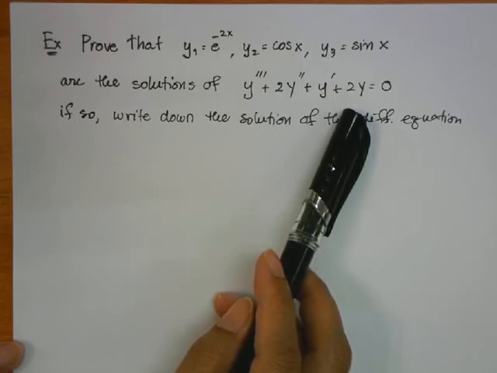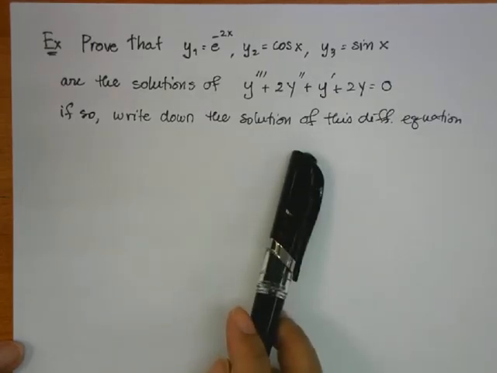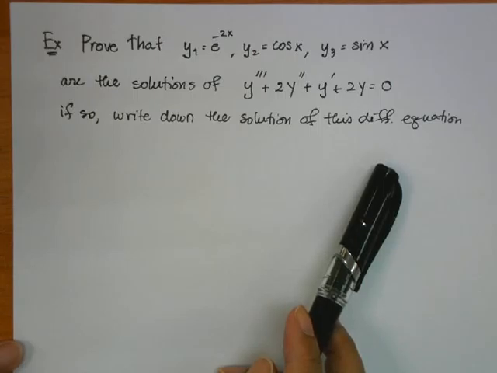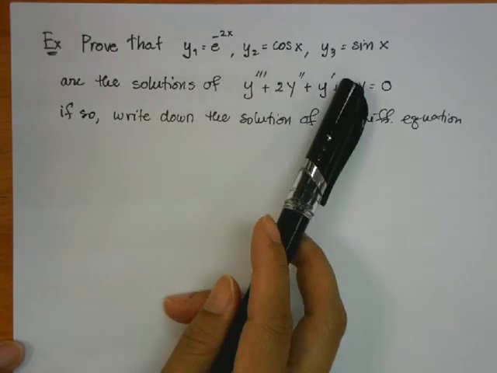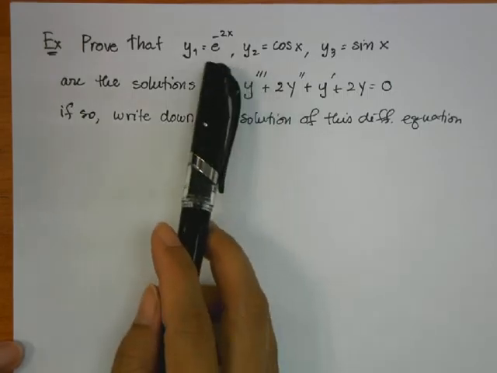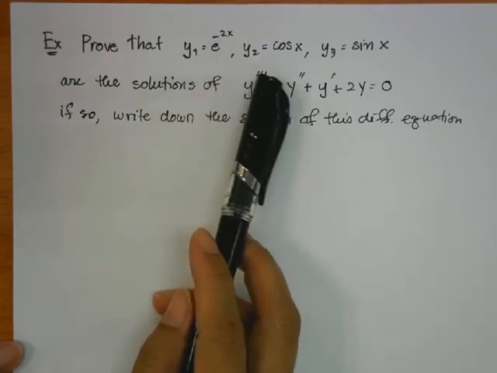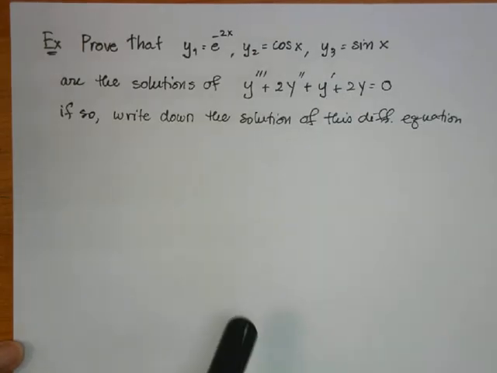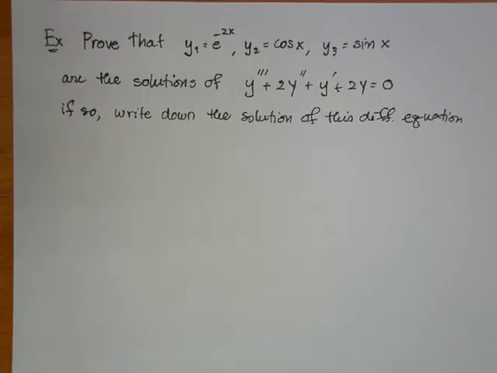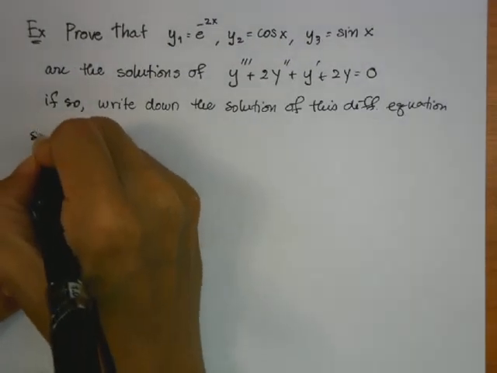If they all make this differential equation become 0, then they are all solutions. But to write down the general solution, you have to check whether these three solutions are linearly independent of each other or not. If so, then yc is equal to c1 y1 plus c2 y2 plus c3 y3. If not, you cannot write down yc in that way. Okay, now let's see whether it is a solution.